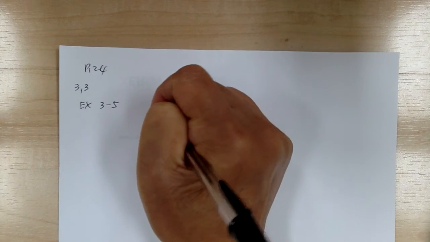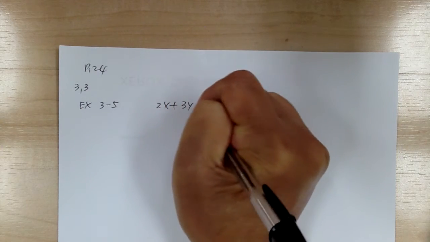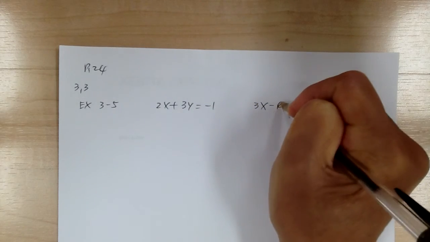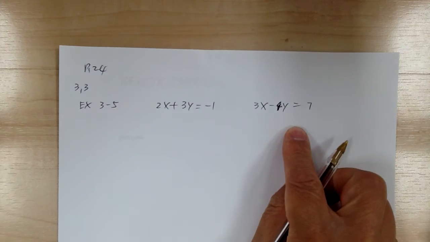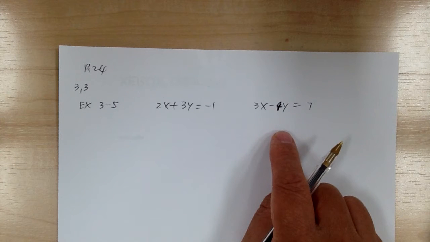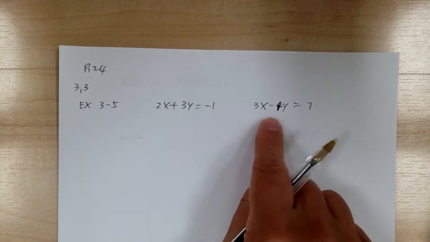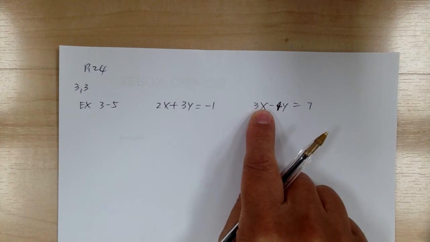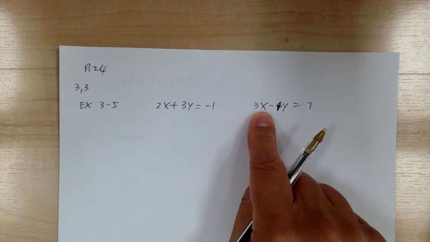So you have two equations. You have 2x plus 3y equal to -1. You got 3x minus 4y equal to 7. When two equations are similar, it's better to use the elimination method. And so you want to make one of them opposite. So you have to decide which variable you want to eliminate. I'm going to eliminate the x since it has the lower coefficient. So I need to get the least common multiple of 2 and 3. So I need to get 6.